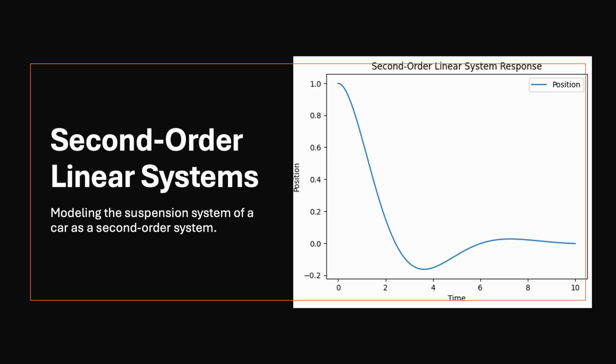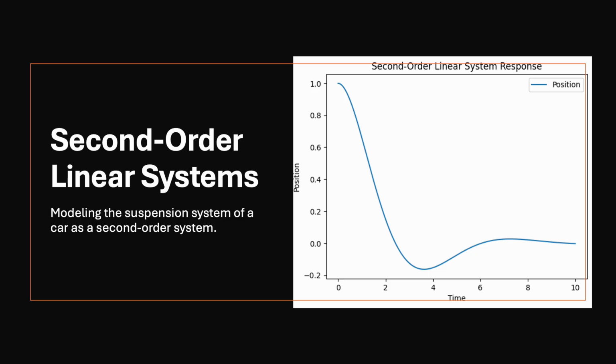The suspension system of a car can be effectively modeled as a second order linear system to analyze and design its dynamic behavior. In this model, the car's body is represented as a mass, while the suspension and the tires are modeled as springs and dampers. The system's motion is typically described by a second order differential equation that accounts for the inertial forces of the mass, the elastic forces of the springs, and the damping forces of the shock absorbers.